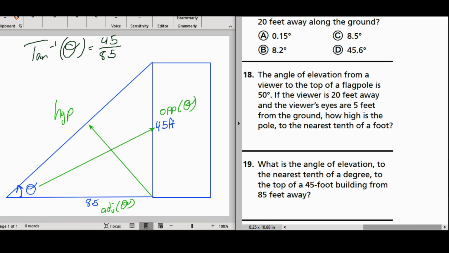This is going to be 45 divided by 85 equals, second tan. And this tells me that theta is equal to 27.8972. And what does it want? To the nearest tenth. So 27.9 degrees is my answer. On the test, you're not going to have to put in degrees, but I just like to write it.